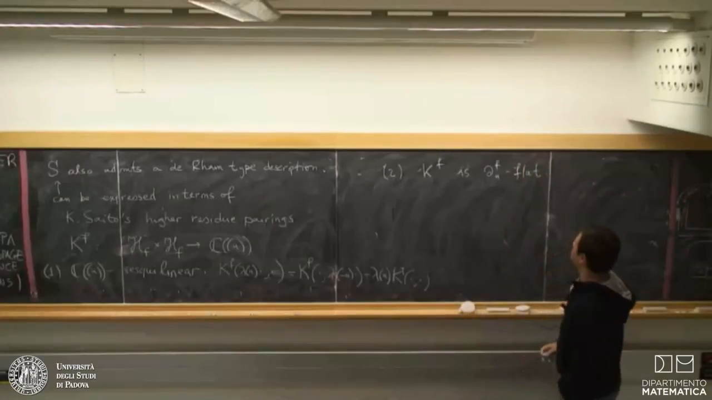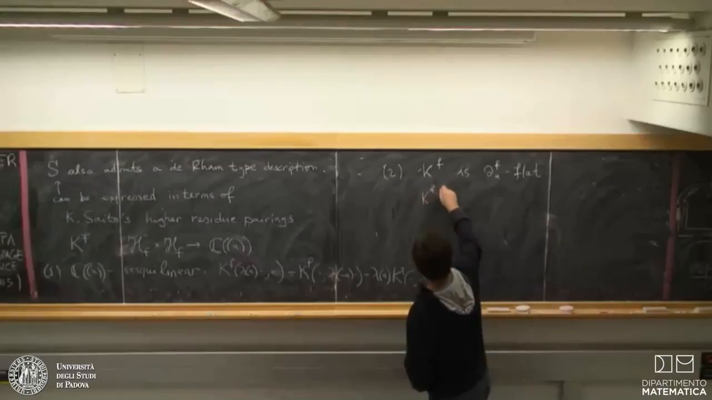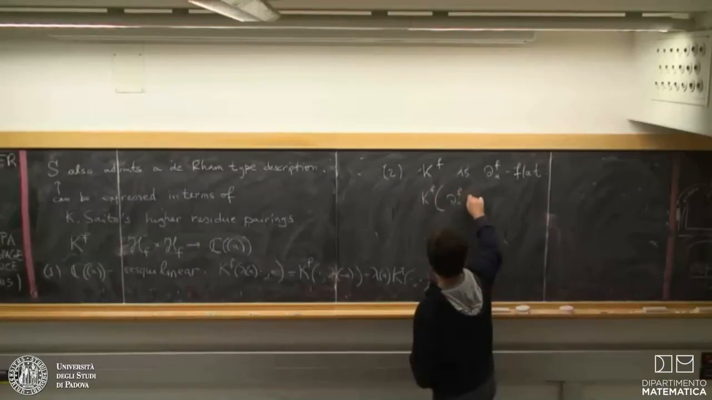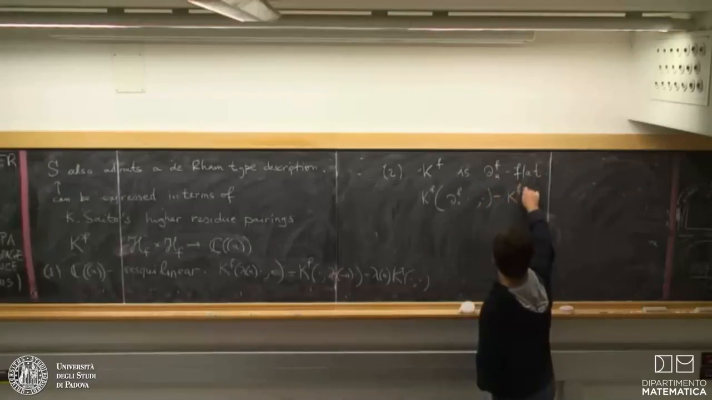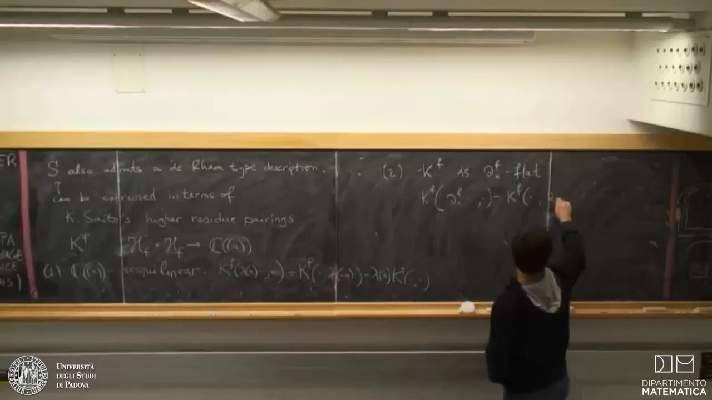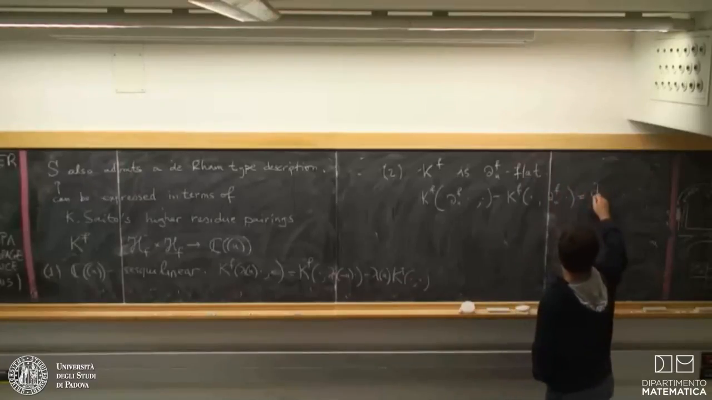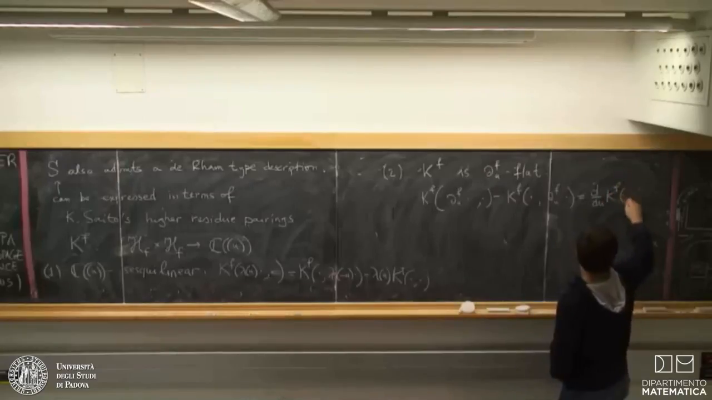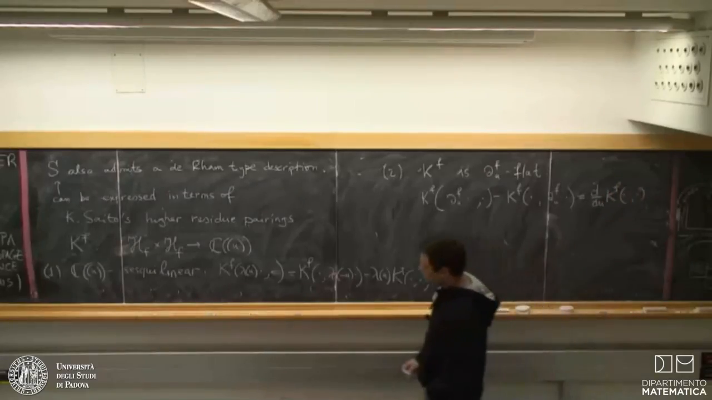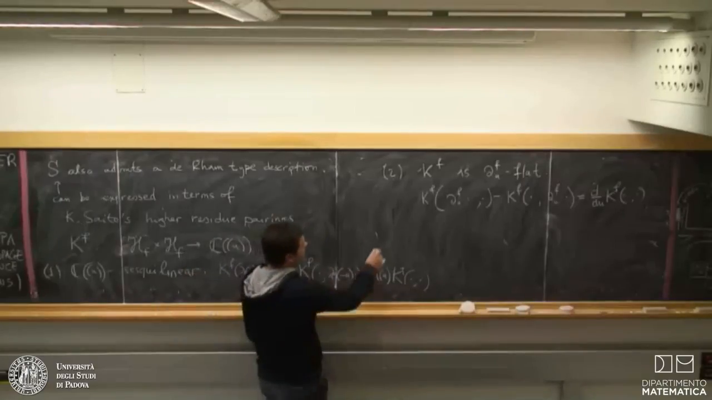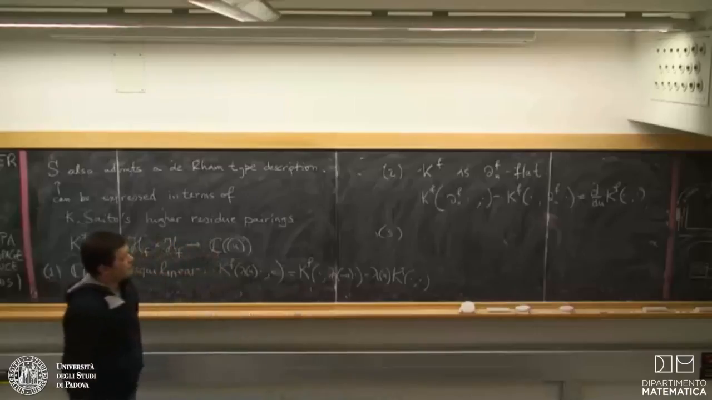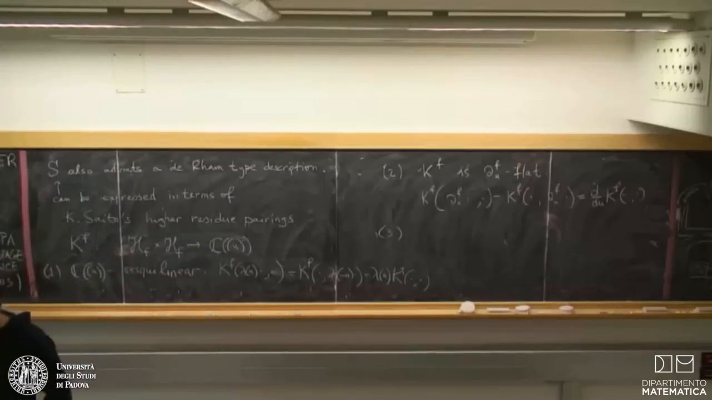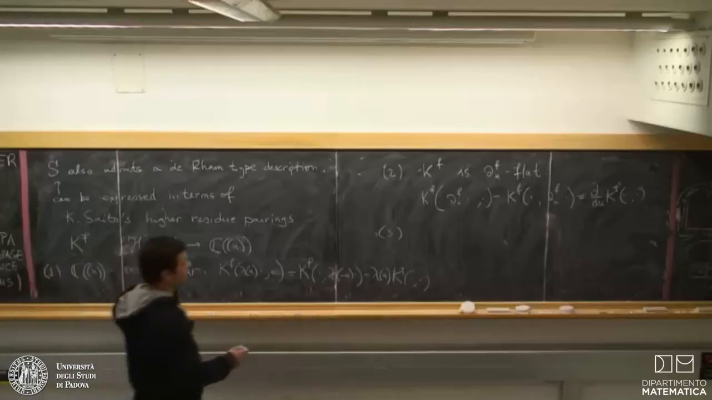There is also a flatness property. And finally, K_F, this is probably the most remarkable property in combination with the flatness. K_F turns out to extend the ordinary Grothendieck residue pairing in the following sense.